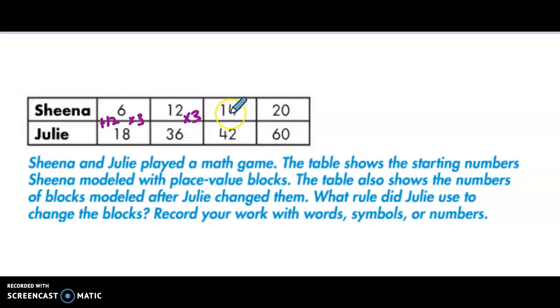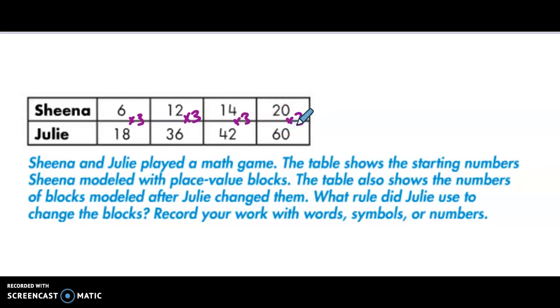So let's go through and check. 14 plus 12, oh, it's not 42. So that plus 12 is not really working out for us. We're going to keep trying this 3. Hey, if you don't know what 14 times 3 is, double check it. But 14 times 3 is 42. And then 20 times 3 is 60.